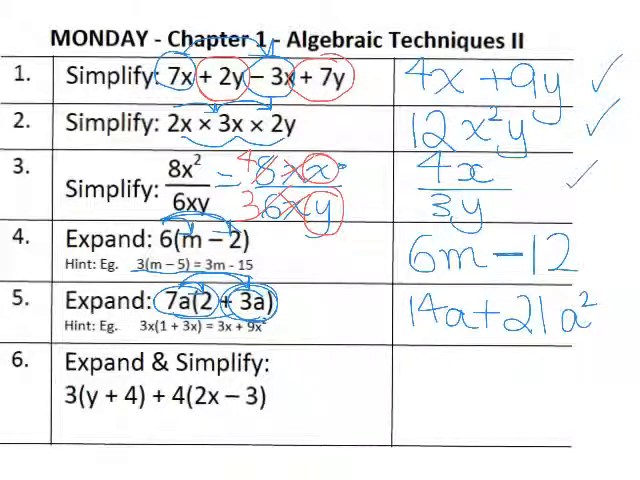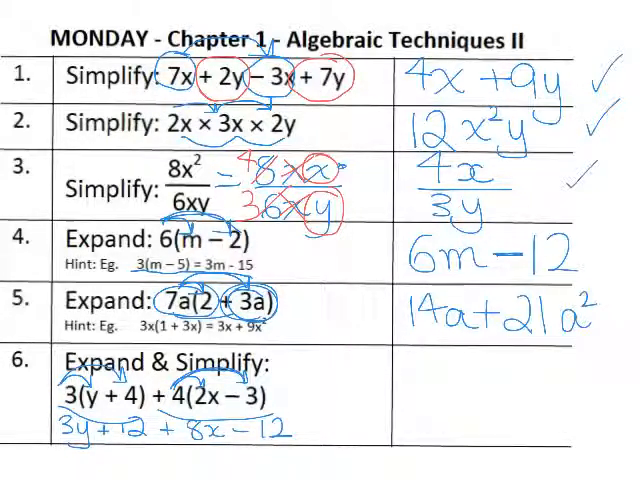Question 6 is identical to the ones above, it's just that there are 2 different sections to it. So we're going to go 3 times y and 3 times 4. So I'm going to write that down. I get 3 times y is 3y. And then 3 times 4 is 12, so I've plussed that. Now look at the second section. I'm going to go 4 times 2x, well that would be 8x. And then 4 times 3, that would be minus this time, with a 12.